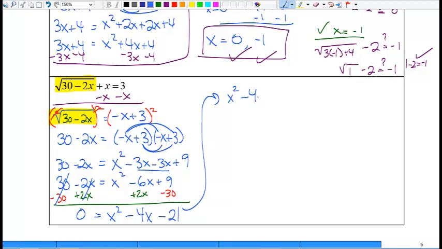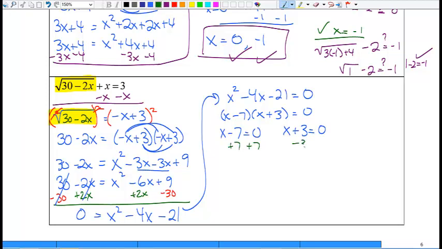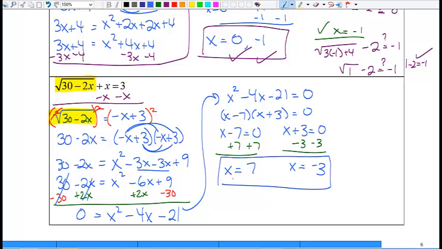And if it makes you feel better, it doesn't really matter, but if some people like the 0 on the right hand side, you can move it. Two numbers that multiply to negative 21 and add to negative 4 are going to be 7 and 3, with a minus on the 7, a positive on the 3. Then I'm going to solve each of those linear factors, set them equal to 0, and I'm getting x is equal to 7 and x is equal to negative 3. So those are the two answers I think are the correct answers. But to be sure, I have to go back and check. So let's check x equals 7 first, and then we'll come back down here and check x equals negative 3.